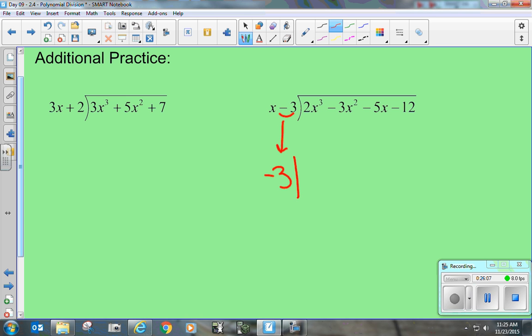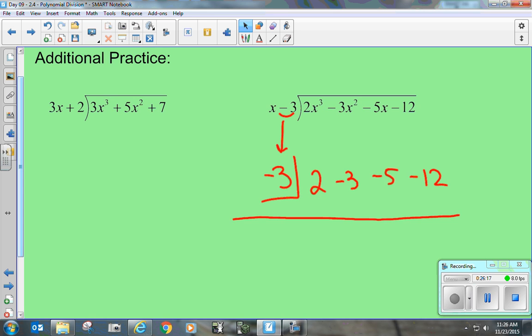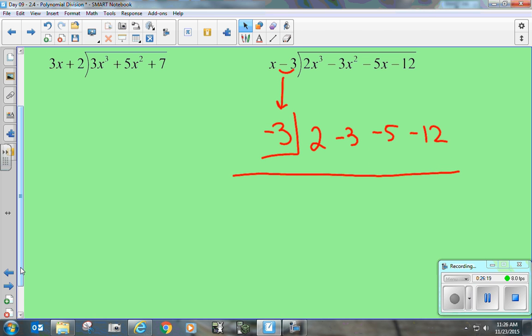And what else do I keep? The 2, the negative 3, the negative 5, and the negative 12. And what's the first step? I multiply this. So 2 times negative 3 gives me negative 6. And don't forget, subtract. I get 3.